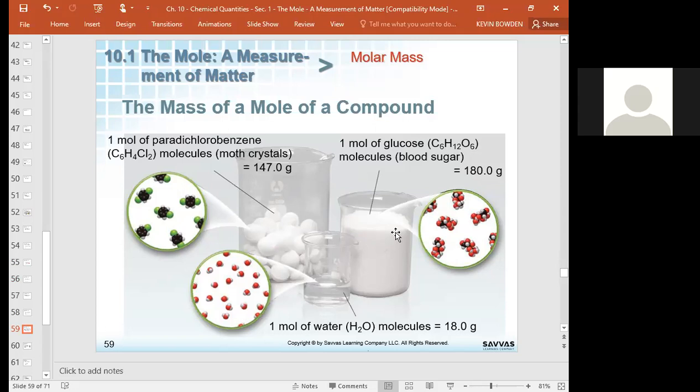Again, it's the same number of particles. It's the same ridiculously large, trillion times a trillion number of particles. It's just that glucose is a lot bigger, and so it's going to take up more space, and it's also much more massive. It's 10 times as massive. It doesn't quite take up 10 times the volume, though.